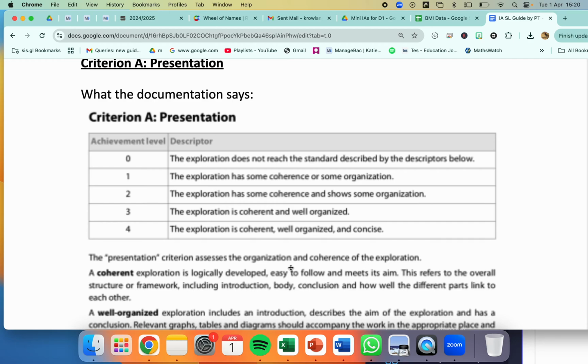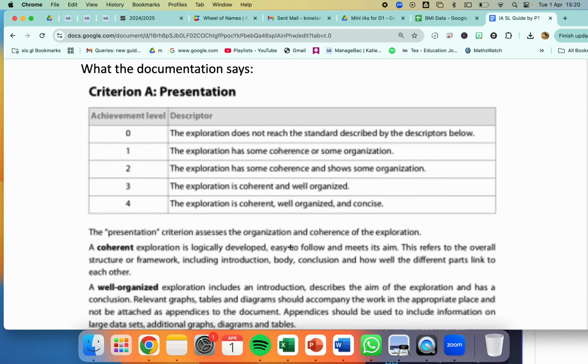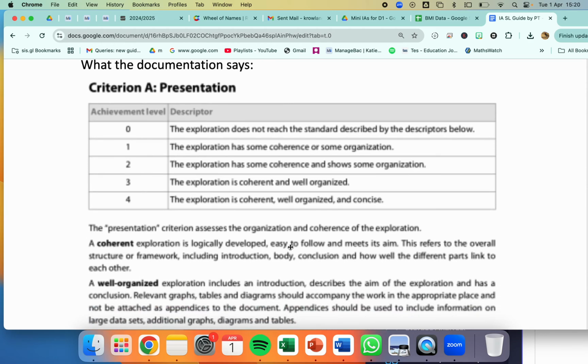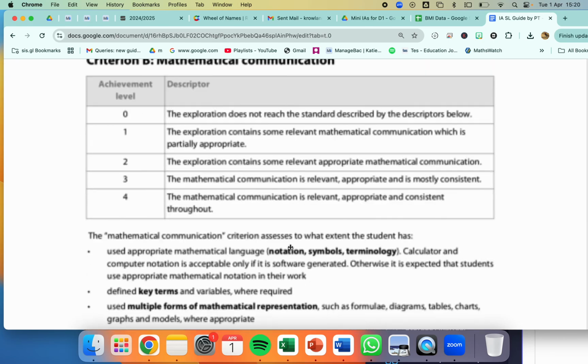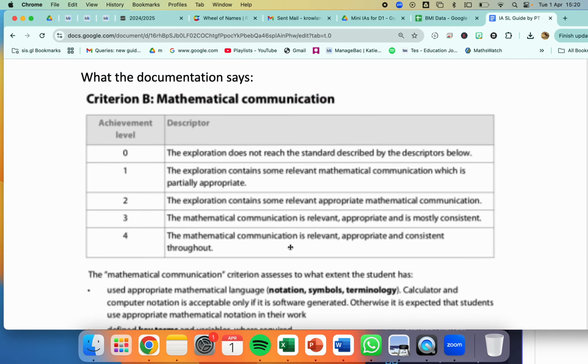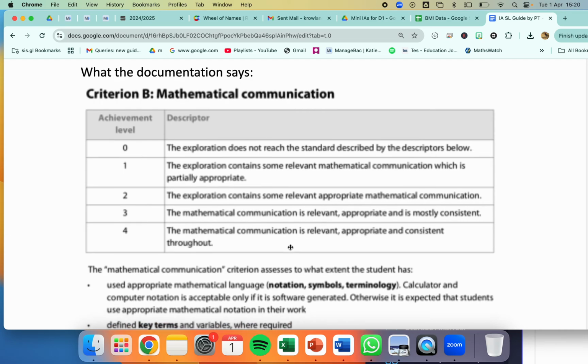You're talking about whether it has some coherence and organisation. You get marked out of 4. Is it easy to read? Does it flow well? Criterion B is about your mathematical communication, which is how well you discuss and argue a point.